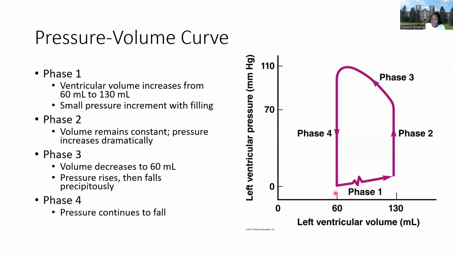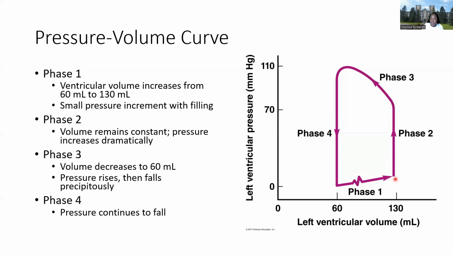So notice we start at 60 here. Also notice that the volume never dips below 60 because the ventricles always have some blood in them. And so it's going to start with a volume of 60 milliliters and then rise steeply to 130 milliliters during that ventricular filling phase 1. In phase 2, the volume remains the same. Remember, this is the isovolumetric ventricular contraction. So the volume doesn't change, but the pressure rises steeply, which gives us this upward stroke in the ventricular pressure loop.